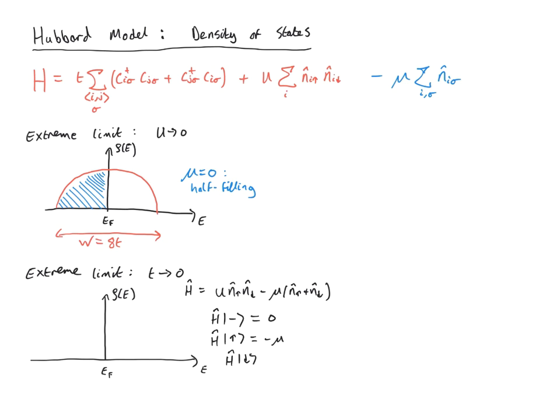Likewise, H acting on the down state gives me minus mu. But H acting on the doubly occupied state, there are 2 electrons there, so I get minus 2 mu plus the Coulomb interaction U, which penalizes the double occupation. So relative to the half-filled ground state, we can have a hole excitation where we remove an electron, and that would be sitting somewhere here at an energy of minus mu.